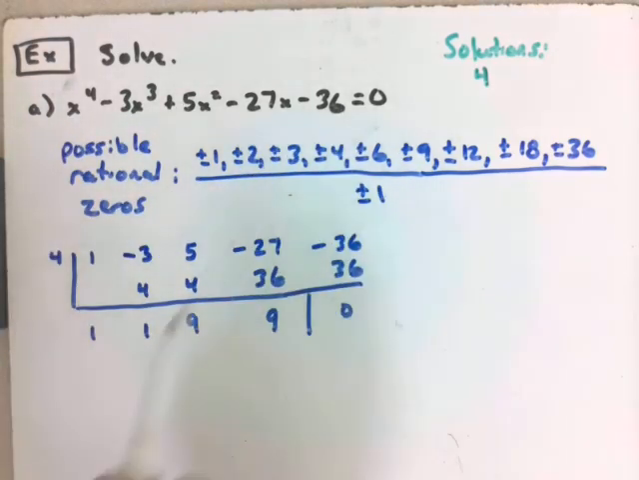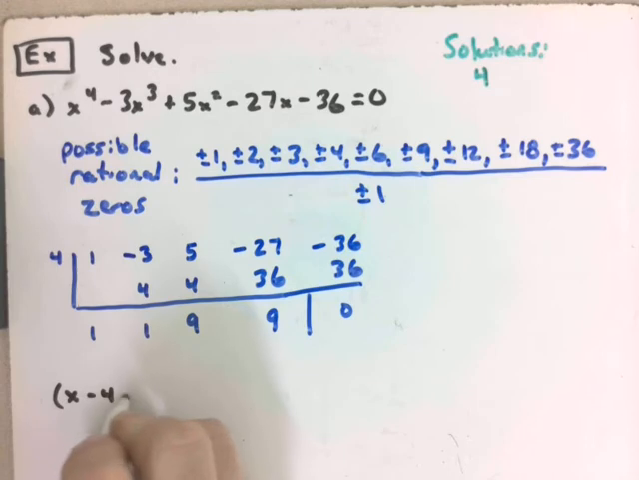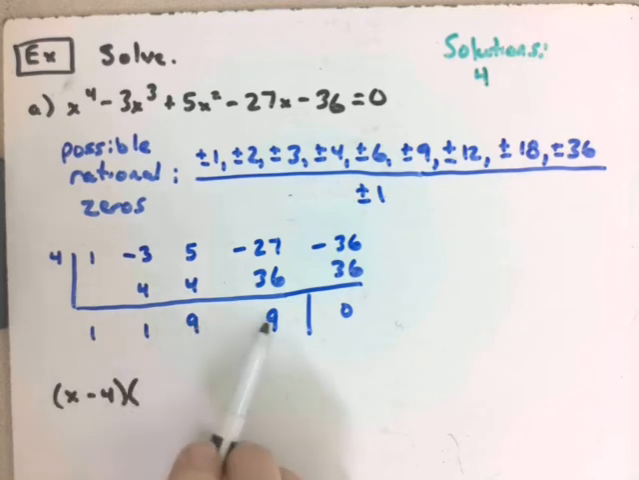Here's our original polynomial. We have 4 as a 0. That means that we could have factored the original with an x minus 4, and then the other set of parentheses would be 1x cubed plus 1x squared plus 9x plus 9.